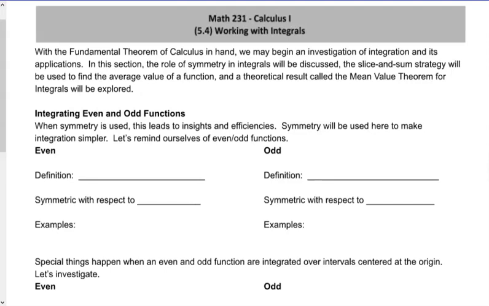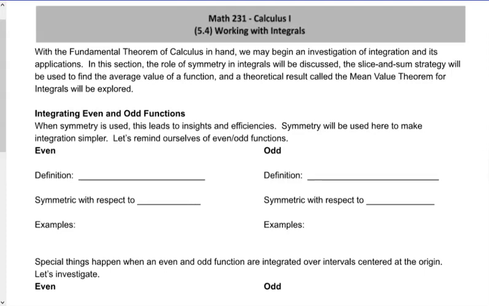Here we go, moving into section 5.4, which is just titled Working with Integrals. A lot that we have to do in this section is basically trying to make things a little bit more efficient using the fundamental theorem of calculus. With the fundamental theorem of calculus in hand, we may begin an investigation of integration and its applications.